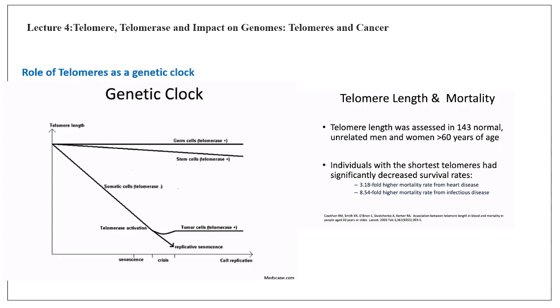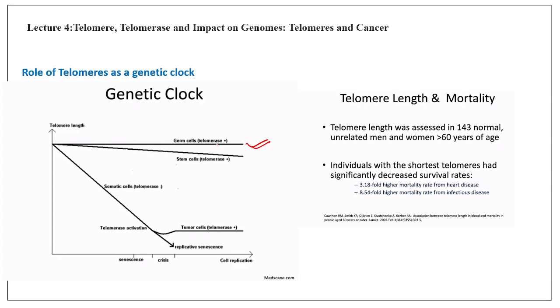See here, very interesting. This is a graph. This is telomere length and this is cell replication. So in germ cells, you can see with each round of cell replication, the length of the telomere is approximately the same. It is constant. It is not going down. That means the telomere length is maintained constant in germ cells with each replication.